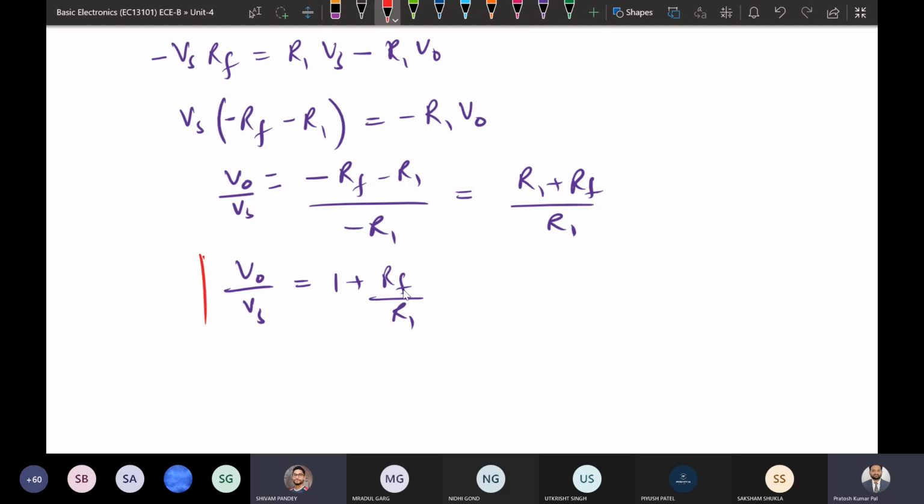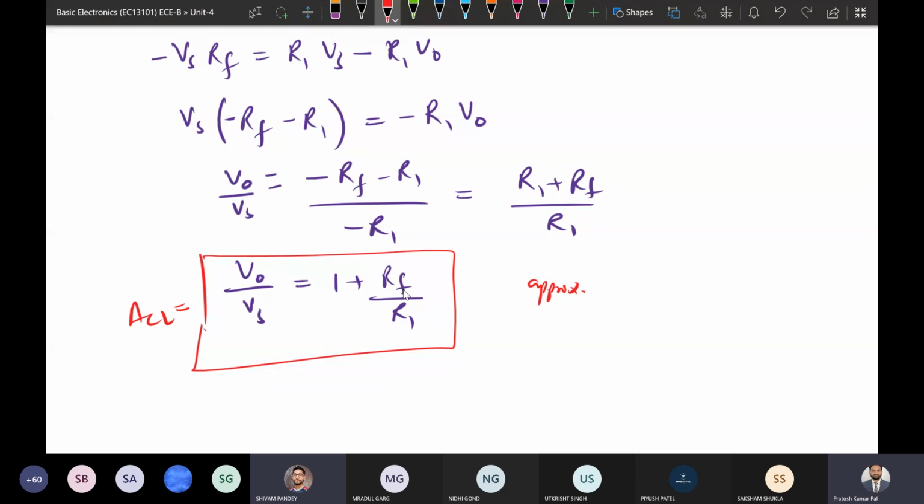So this is the closed loop gain. The output divided by input is equal to 1 plus Rf by R1. This is an approximate one. Okay, so this is the approximate one.